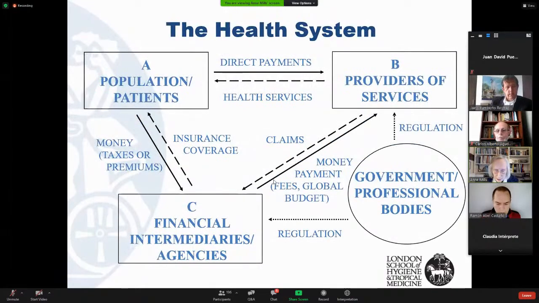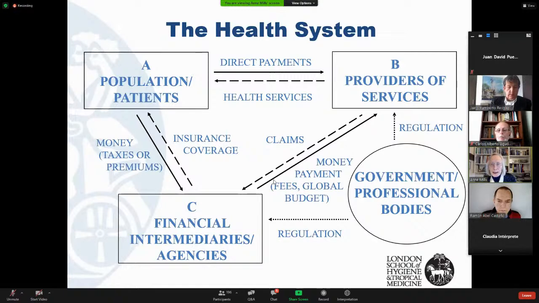I like to use this way of depicting the health system because it's both simple and comprehensive. This sets out the four main actors: the population and patients who receive and engage in services, the providers of services, the financial intermediaries or agencies in an intermediary role, and then the government and professional bodies.